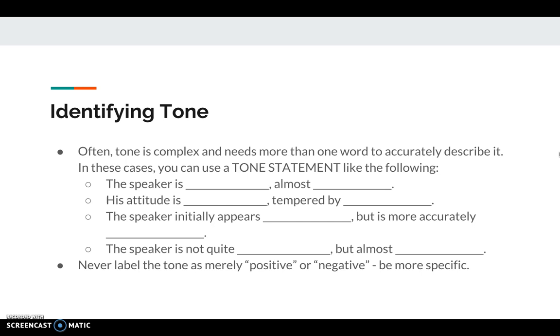And it's important that you never label tone as just positive or negative. You need to be more specific. So positive and negative can be a great starting point. You can say things like, okay, this has a positive tone. But then you need to ask yourself, okay, what makes it positive? Is it positive because it's happy? Is it positive because it's hopeful? Is it positive because it's romantic, etc.?